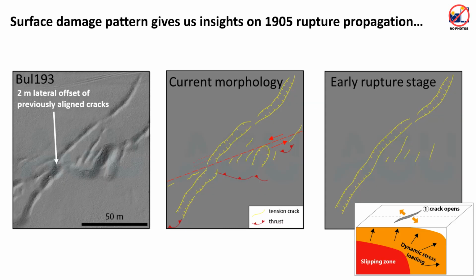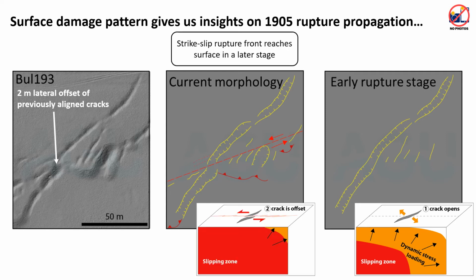The fine mapping of the surface damage also allowed us to identify interesting markers which document the way the 1905 earthquake propagated. In this example, we have a long oblique crack that is left laterally offset by 2 meters across the fault. Some analogous markers were seen on the field along the trace of the 2001 Kunlun earthquake. This suggests that because the rupture front propagates faster at depth, it causes tension cracks to open first, as depicted on the picture on the right. And then, in a second stage, it reaches the surface and causes these early markers to be laterally offset, as shown in the picture in the middle.